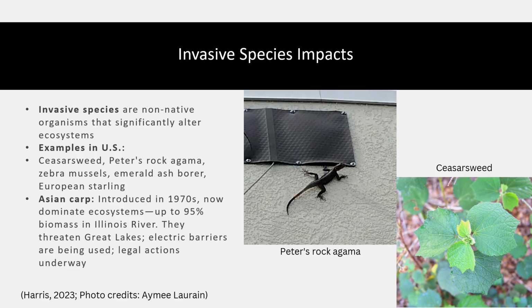Invasive species are non-native organisms that have a negative effect on the ecosystem. These include many plants such as Caesar's weed, or animals like zebra mussels, emerald ash borers, European starlings. Asian carp are a major example. They were introduced in the 1970s and now dominate some rivers. Up to 95% of the biomass in parts of Illinois are threatened because of Asian carp.